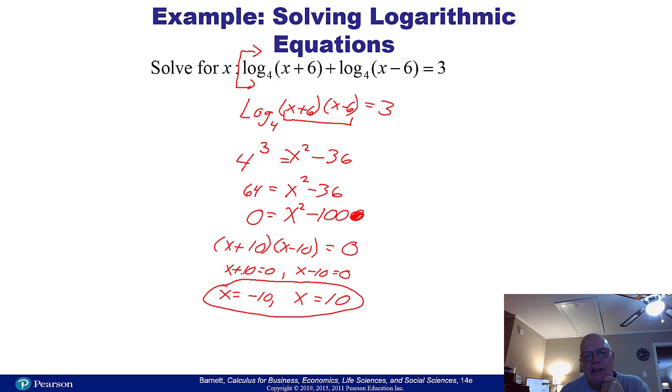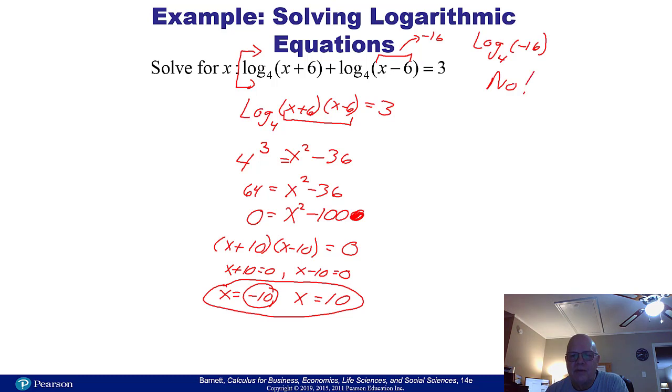But remember the old idea of checking your equation when you're finished? This really applies to logarithms. Because let's take this negative 10 that we've got down here and see if that works. In particular, if I put a negative 10 in here, that becomes a negative 16, or more to the point, I'll be looking at log base 4 of a negative 16.